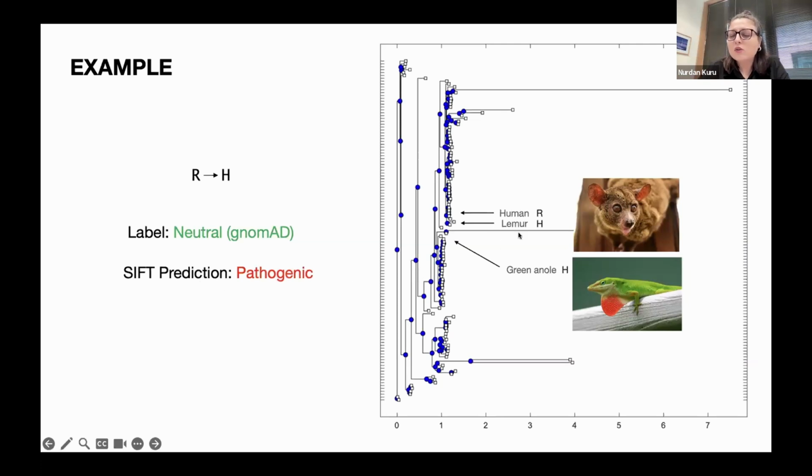SIFT says pathogenic because it's observed just twice. SIFT checks the position diversity and the observed frequencies, and it thinks that it is low compared to the reference amino acid.